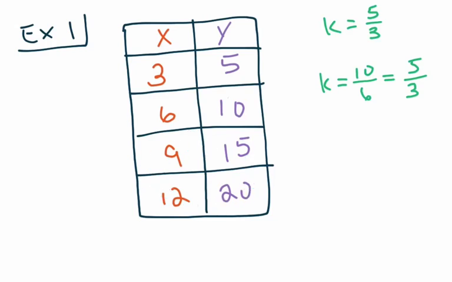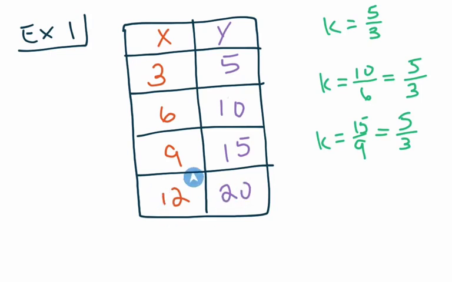So for our next one, we have k is equal to 15 over 9. And when we look more closely at this one, we see that this one has a GCF, or greatest common factor, of 3. We can divide both 15 and 9 by 3. And when we do that, we get 5 over 3 again. Okay, so still so far so good.